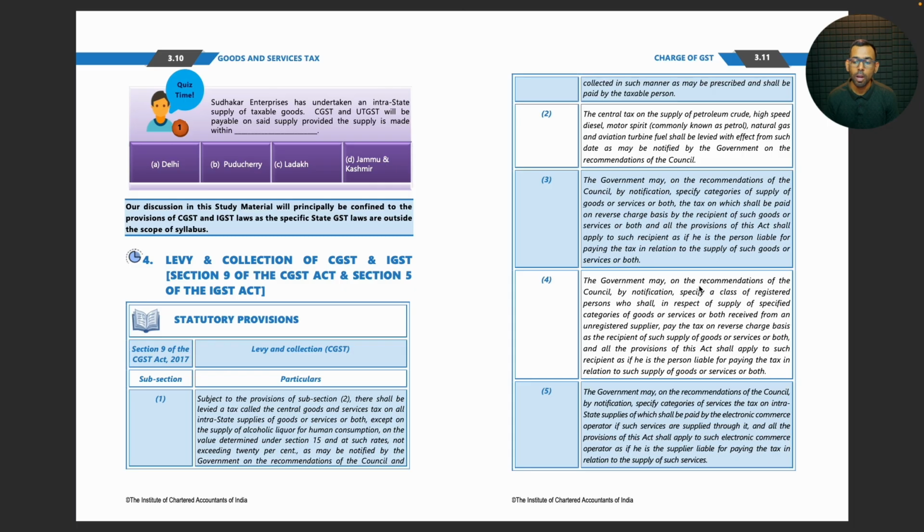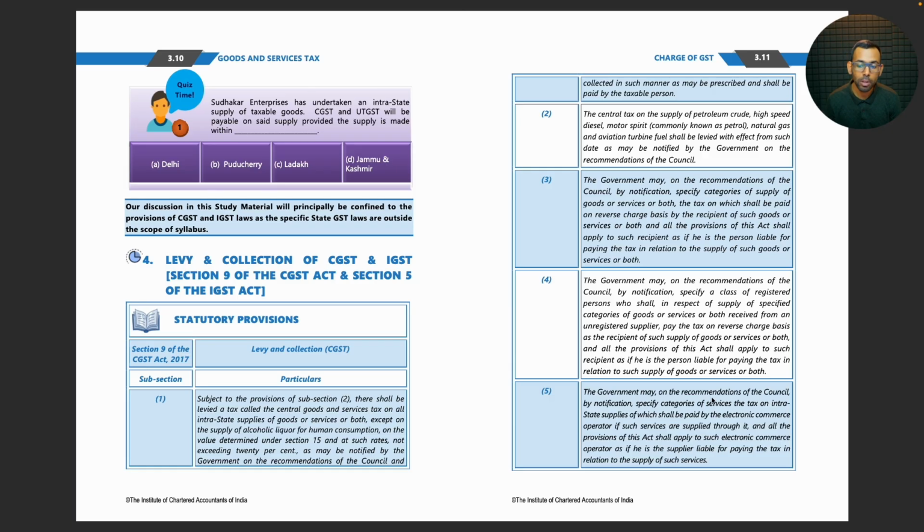The government may, on the recommendations of the council, by notification, specify a class of registered persons who shall, in respect of supply of specified categories of goods or services or both, received from an unregistered supplier, pay the tax on reverse charge basis as the recipient of such supply of goods or services or both, and all the provisions of this act shall apply to such recipient as if he is the person liable for paying the tax in relation to such supply of goods or services or both.